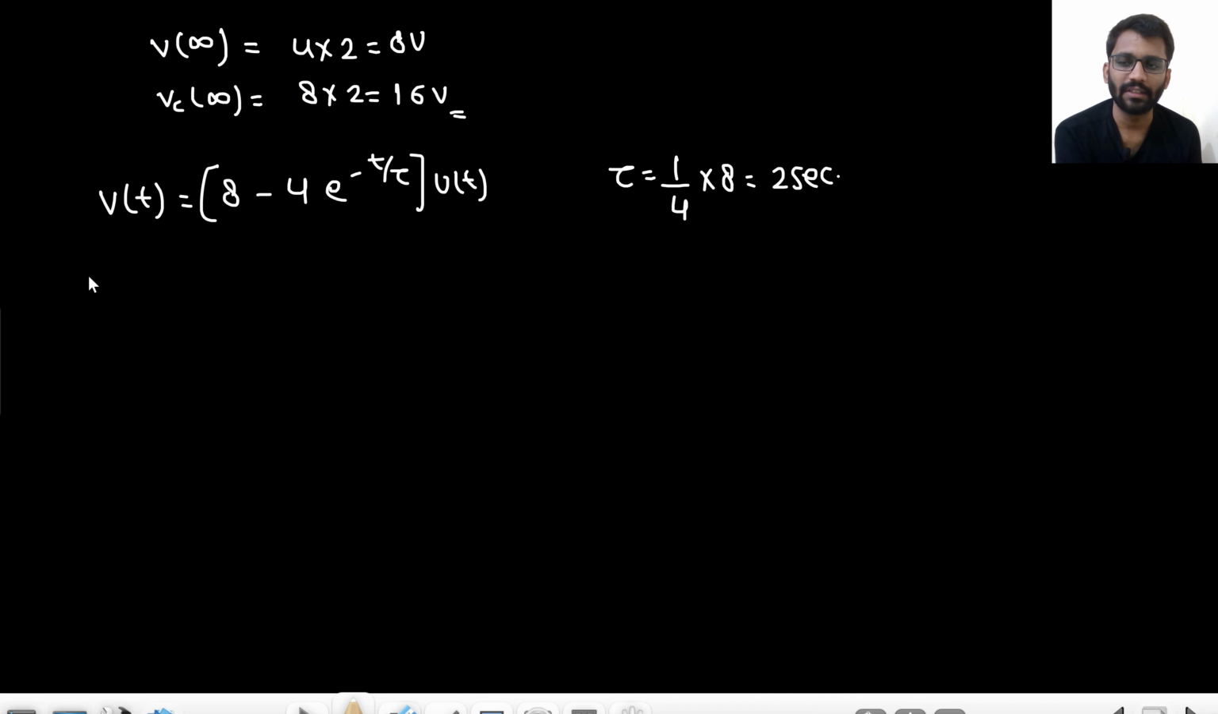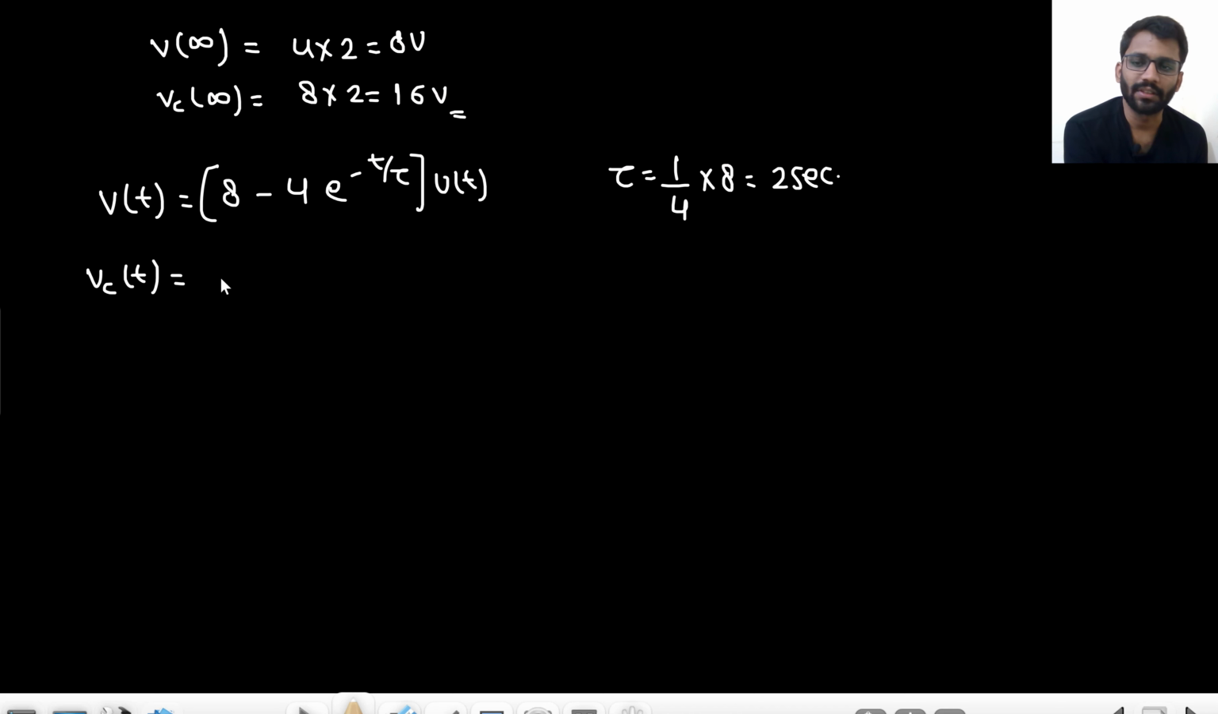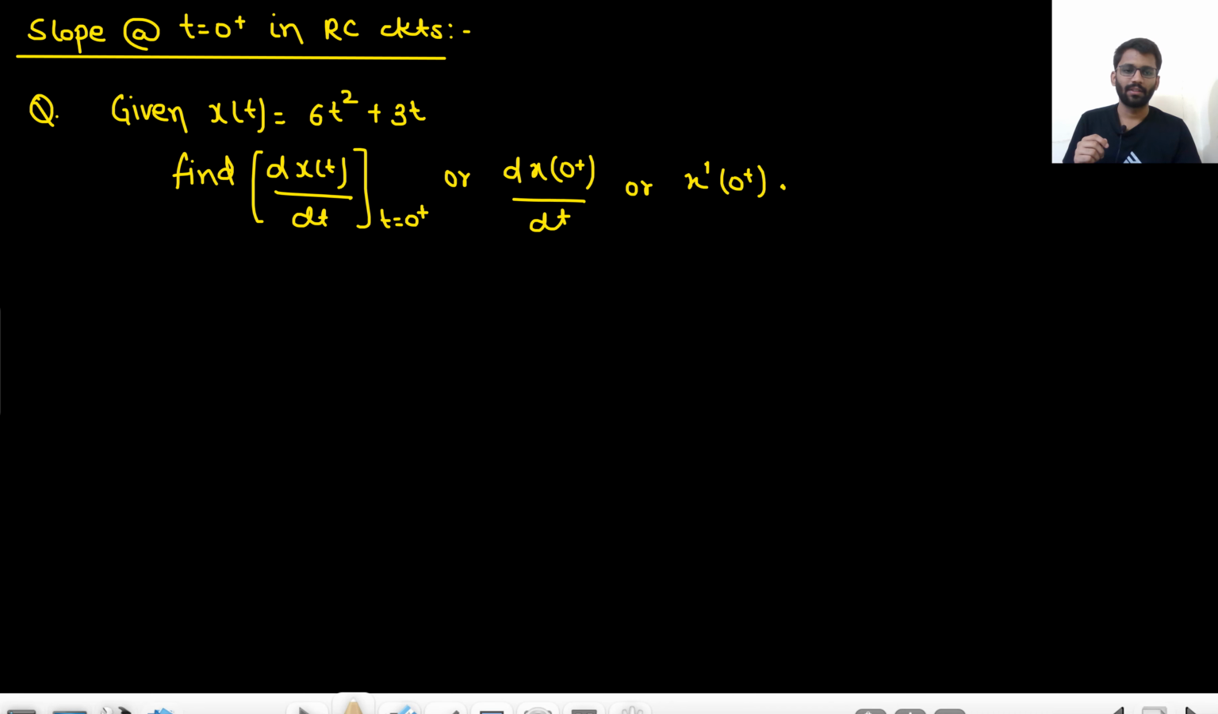And this is the formula of Vt, and we can write the formula for VCt as well. So VCt is rising from 8 to 16 volt, right? So 16 minus 8 e to the power minus t upon 2, u(t), with the same time constant. Time constant is 2 seconds. Okay, got it? Let's move on to the next question.